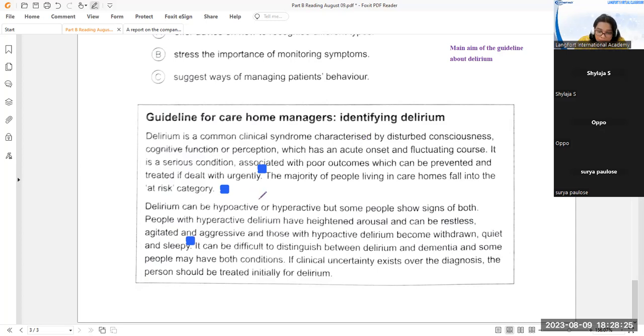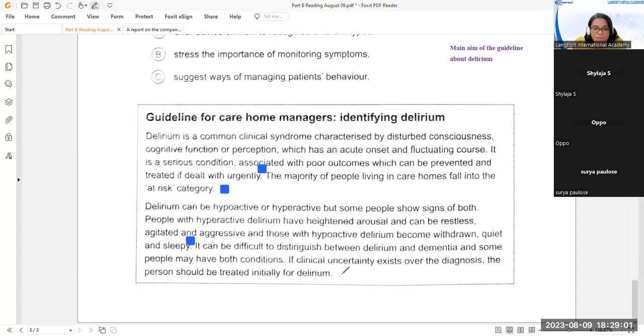Delirium can be hypoactive or hyperactive, but some people show signs of both. People with hyperactive delirium have heightened arousal and can be restless, agitated, and aggressive. And those with hypoactive delirium become withdrawn, quiet, and sleepy. So there are 2 types, hypoactive or hyperactive, and some people show signs of both types. People who have hyperactive delirium have heightened arousal, and they can be restless, agitated, aggressive. Those with hypoactive are very withdrawn, quiet, and very sleepy.